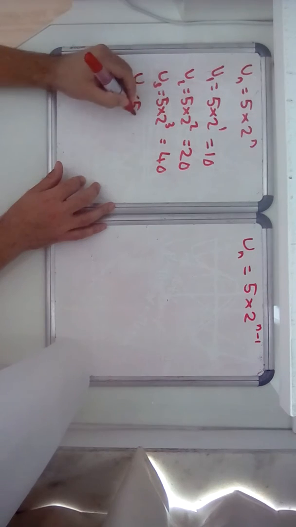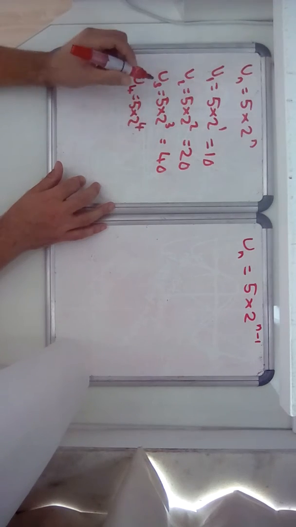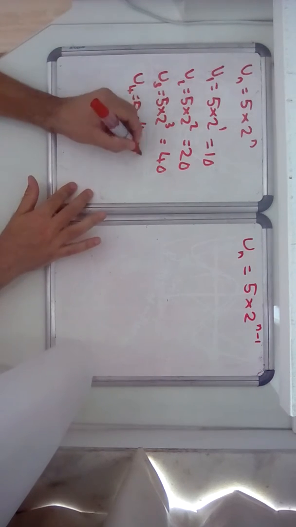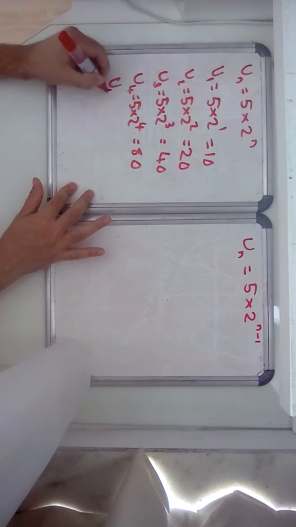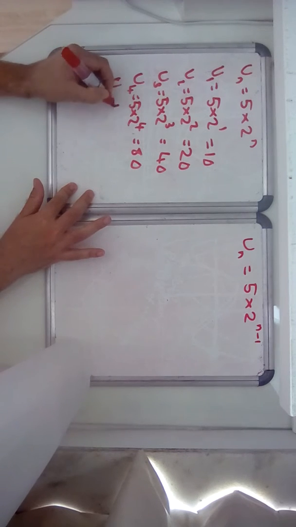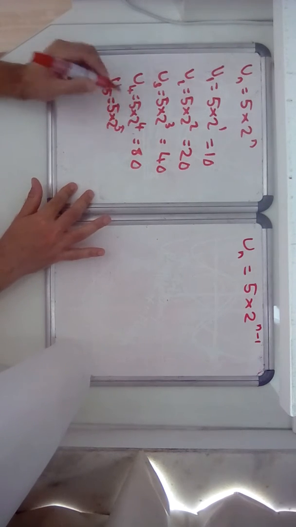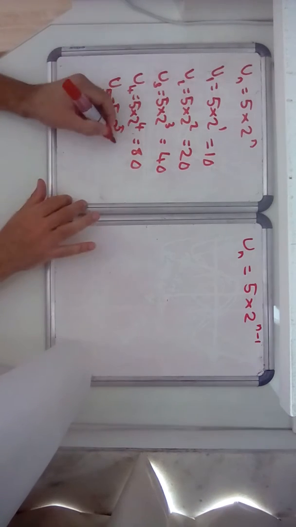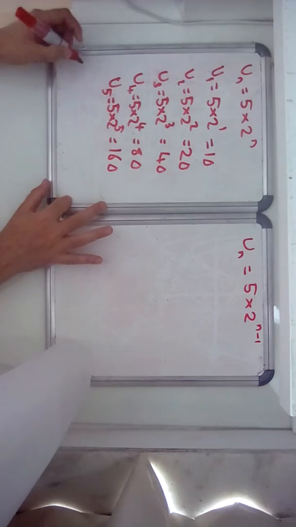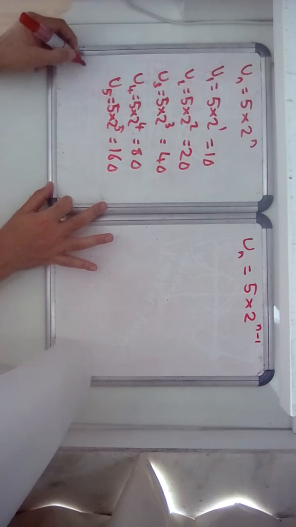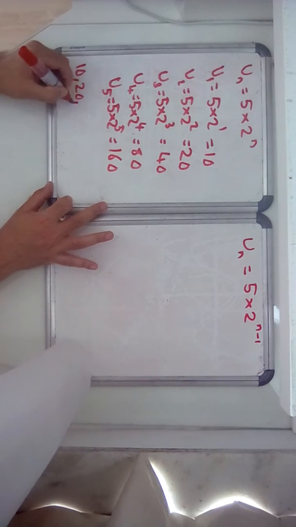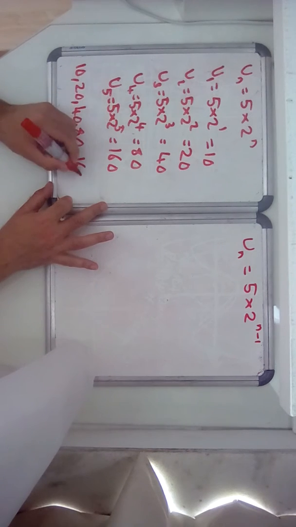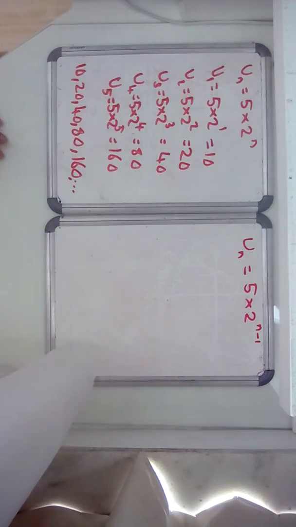u4 equals 5 times 2 to the power 4. So 5 times 2, 10, 20, 40, 80. And finally, u5 equals 5 times 2 to the 5, which is 5, 10, 20, 40, 80, 160. So these first 5 terms are 10, 20, 40, 80, 160, and it keeps going on.